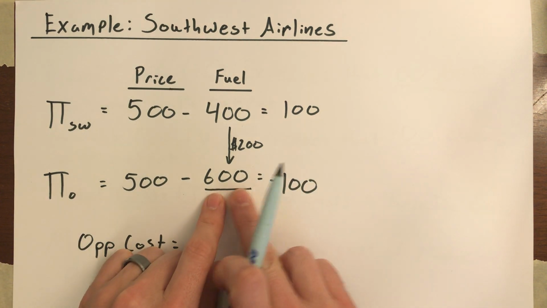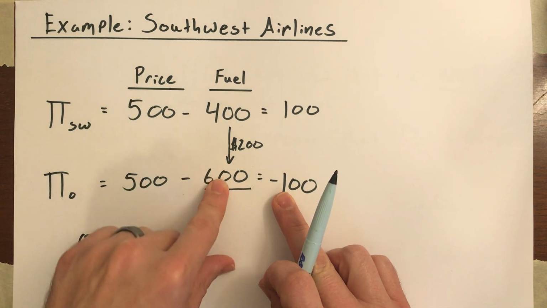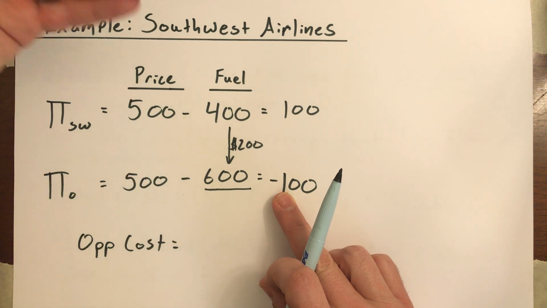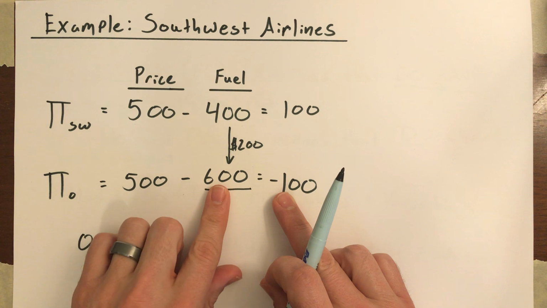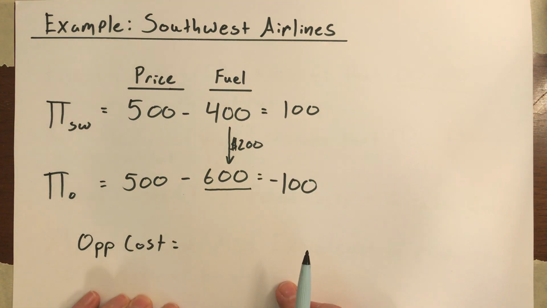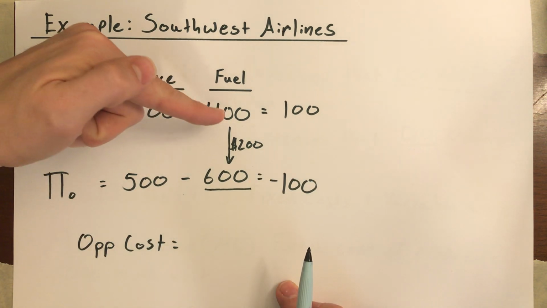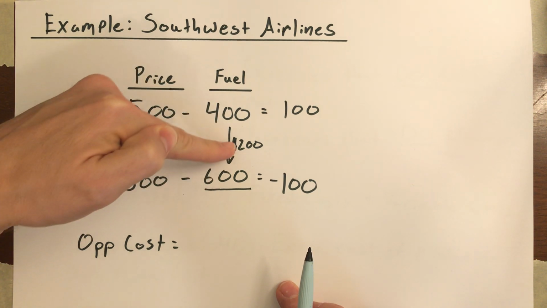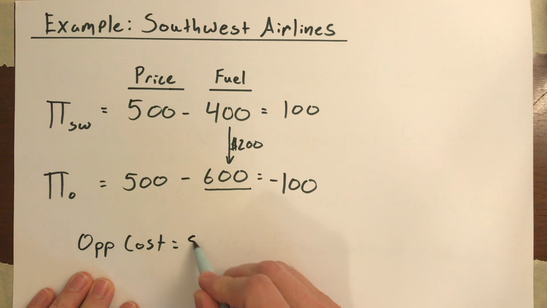Now, obviously, the other airlines aren't going to buy that fuel to fly this particular route, but presumably there are other routes they could fly that would still be profitable. So the opportunity cost that Southwest Airlines would face is the profit that they could earn by selling their fuel elsewhere, which is a $200 profit.